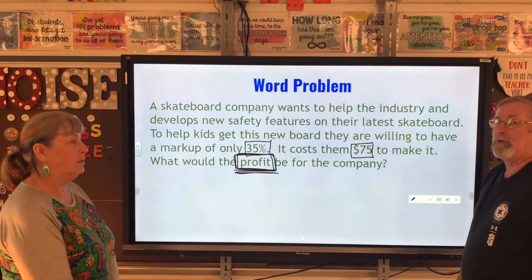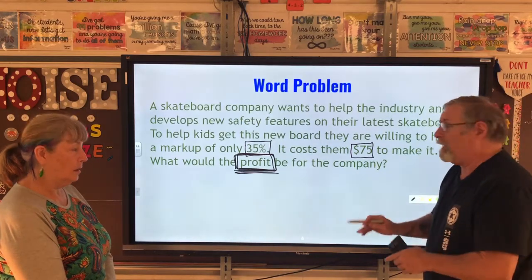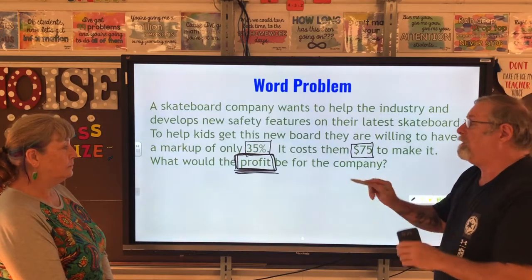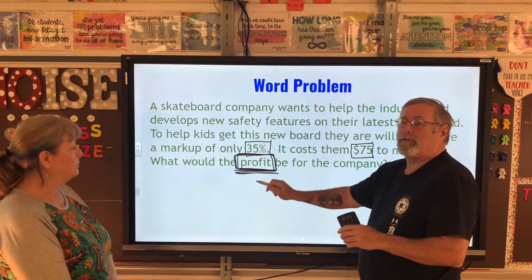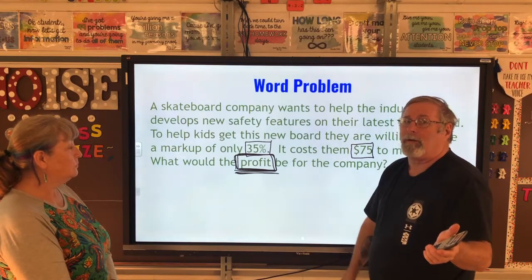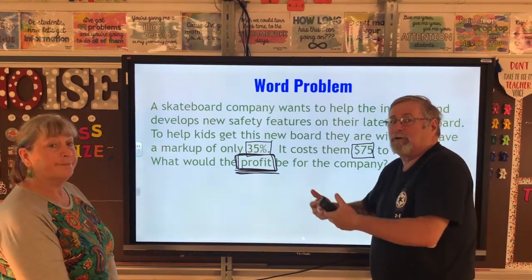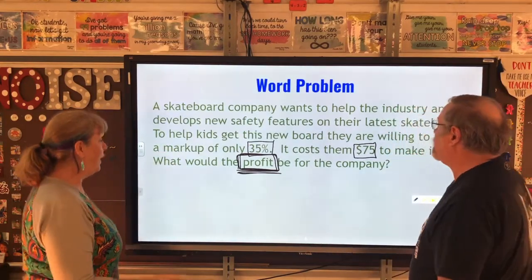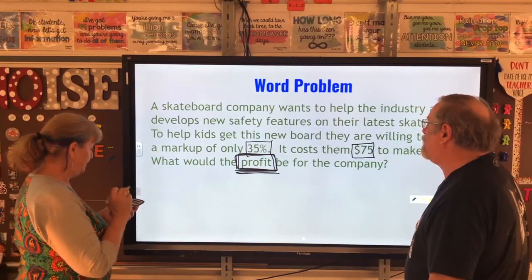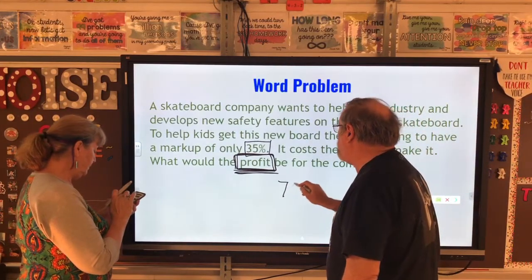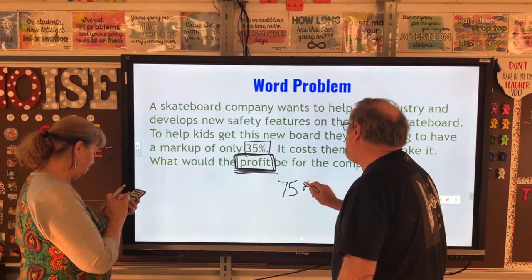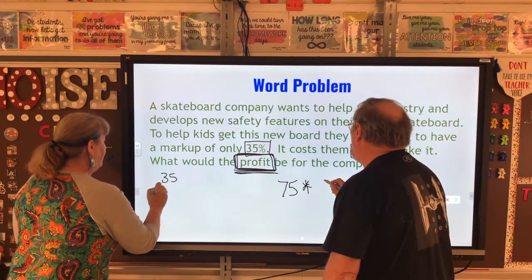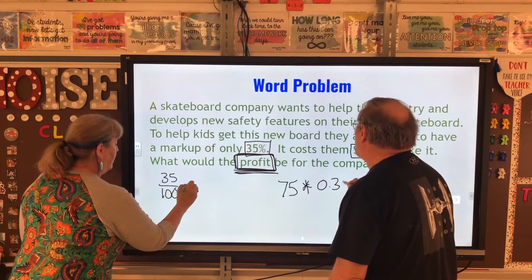So their profit margin is going to be the markup. So the $75, that's what it costs them. So they're going to price it 35% higher than that so they can make a profit. But they want everyone to buy this new safer skateboard, so they're not really marking it up too much. Two thumbs up on that one. All right, what numbers are you going to use? So I have $75, and I want to multiply that by the decimal version of 35%, which I know is 0.35.